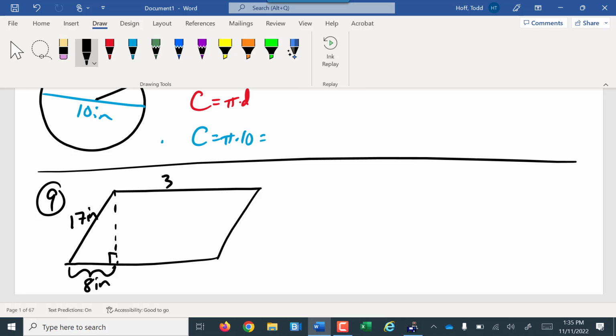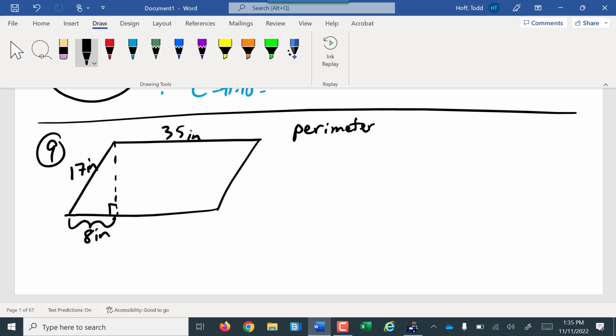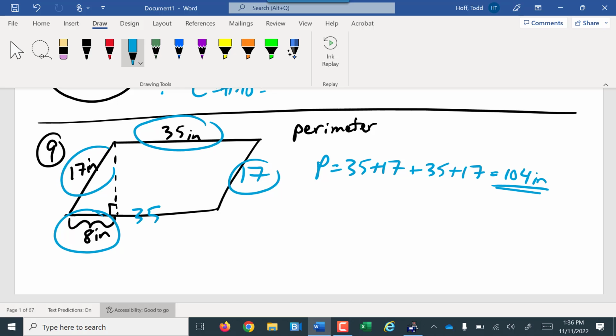So once again, I'm going to change the numbers on you here, but same idea. So for number 9, perimeter. Well, for this one, this number that's down here means nothing. Yeah, 35, 17, 35, 17. And just add them up. So for this one, that would be 104 inches. Again, I changed the numbers, so yours will be different.